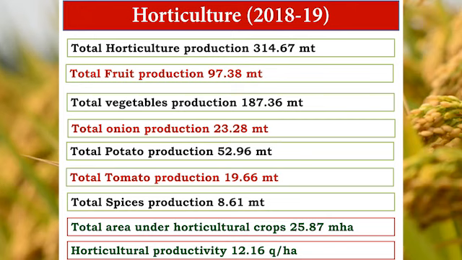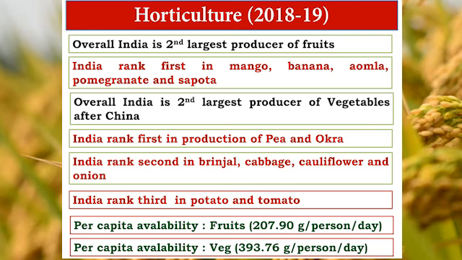Total spices production 8.61 million tons, and total area under horticulture crops, this is very important to note down, is 25.87 million hectare. And horticulture productivity in our country is 12.16 quintal per hectare. So these are the important points to note down: India ranked first in mango, banana, amla, pomegranate, sapota. However, overall India is the second largest producer of fruits. Likewise, overall India is the second largest producer of vegetables after China, and India ranked first in production of peas and okra. India ranks second in brinjal, cabbage, cauliflower and onion. India ranked third in potato and tomato.